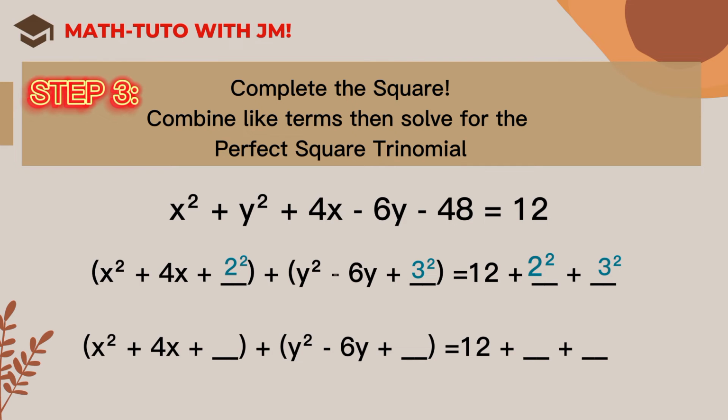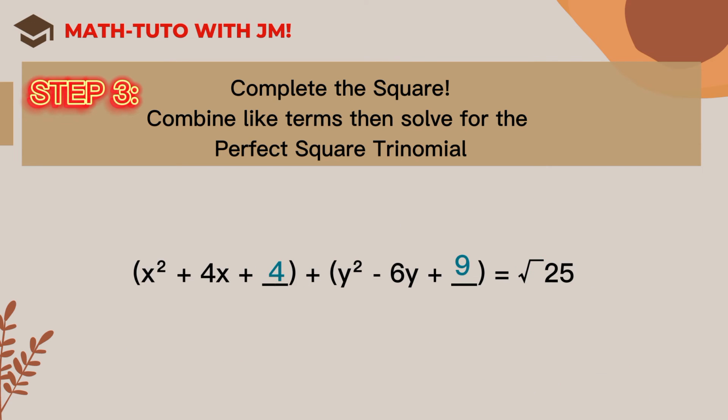2 squared is equal to 4. 3 squared is equal to 9. So the equation should look like this. X squared plus 4x plus 4 plus y squared minus 6y plus 9 is equal to 12 plus 4 plus 9. 12 plus 4 is equal to 16. 16 plus 9 is equal to 25.